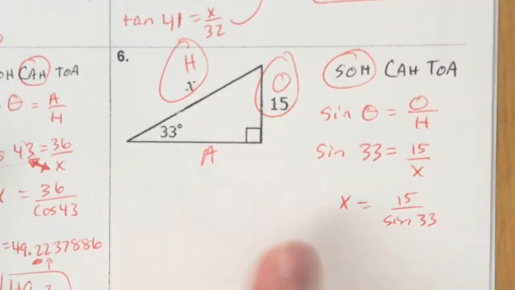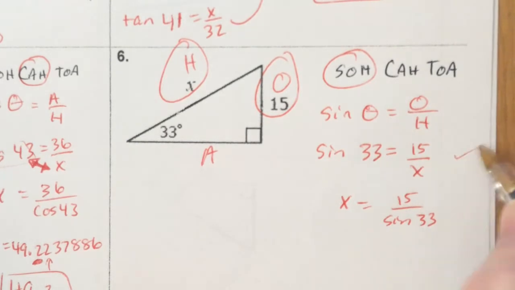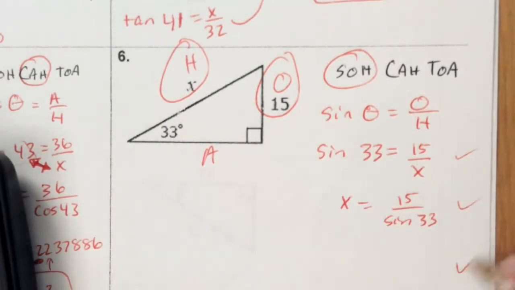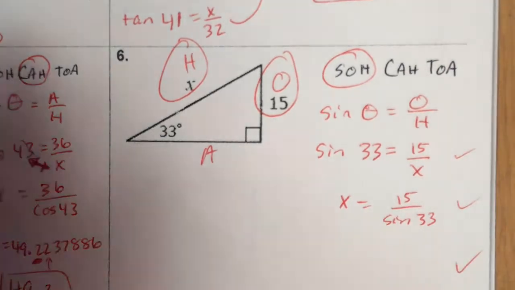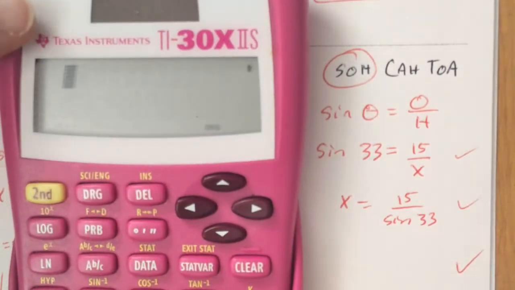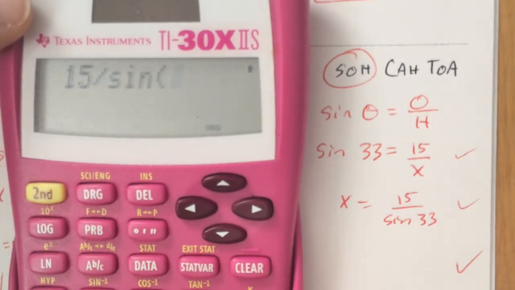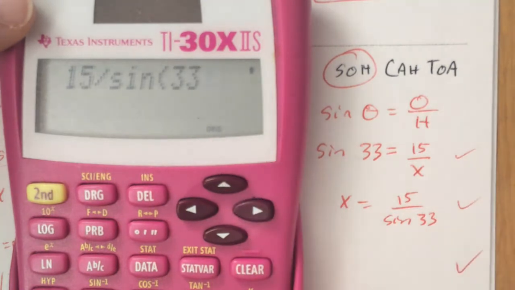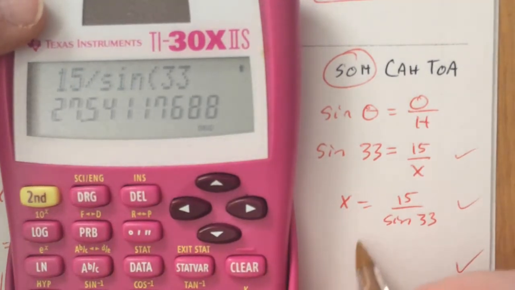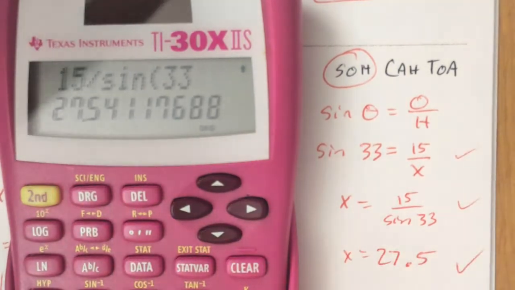All right. So depending on what they're looking for, this might be an answer, or we're going to be finding our final answer, the actual decimal. So let's see. On this calculator, you just type it out. So 15 divided by sine of 33, making sure you're in degrees. Push enter, we get this answer. And that would be, when you round, 27.5.